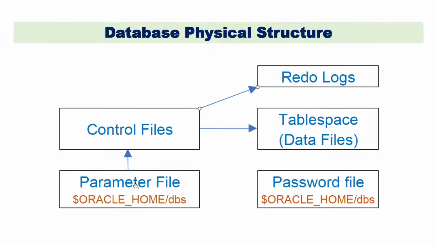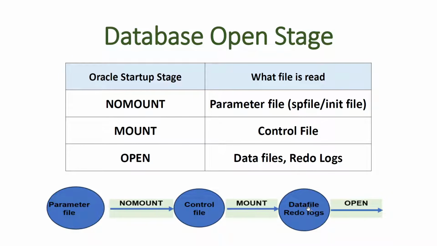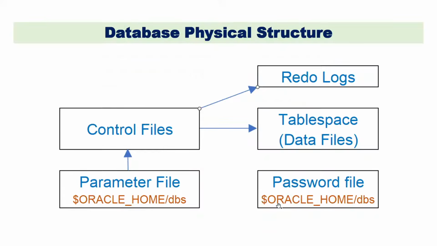Now the parameter file is the first file, the control file is the second file, and then the last are redo logs and tablespaces. So this is your database physical structure. Now we know what the files are.